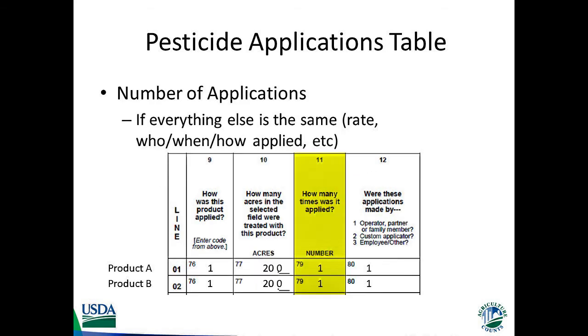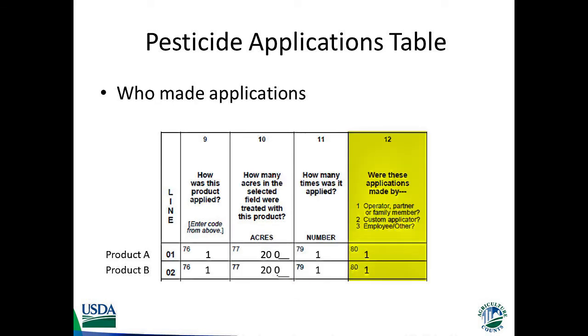In column 11, we're going to record the number of times that we applied that particular chemical. We're allowed to use this cell to record repeated applications of the same chemicals or the same tank mixes, provided that everything else on that line is the same as far as the application rate, who did the application, when was it applied, and how was it applied. If there are multiple applications, we only will account for the acres recorded once.